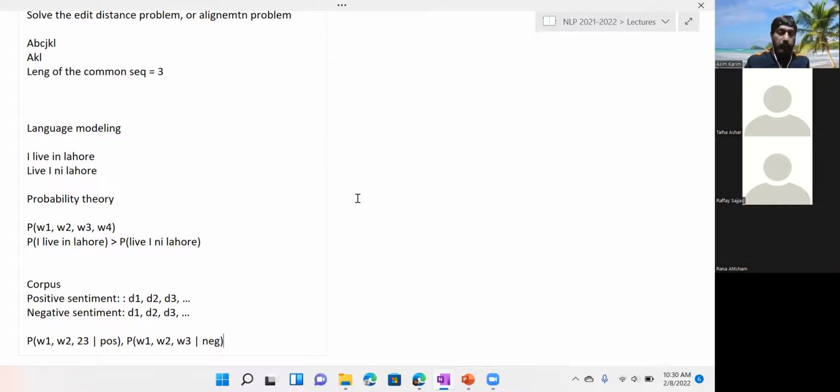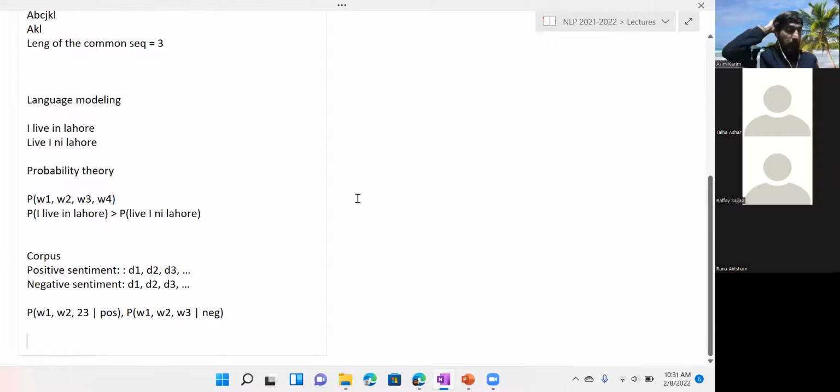So this is the general idea of language modeling. And as I said, it has various applications. We'll be seeing many of these applications throughout this course. So now let's go back to our original formulation.